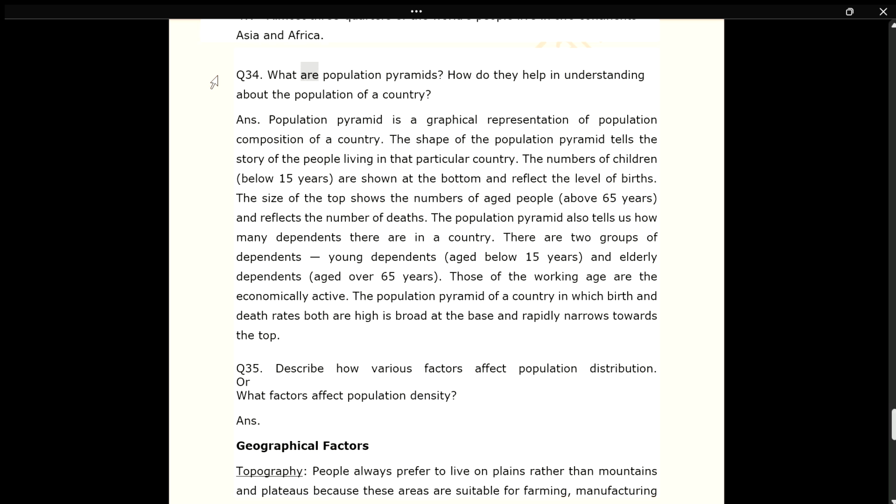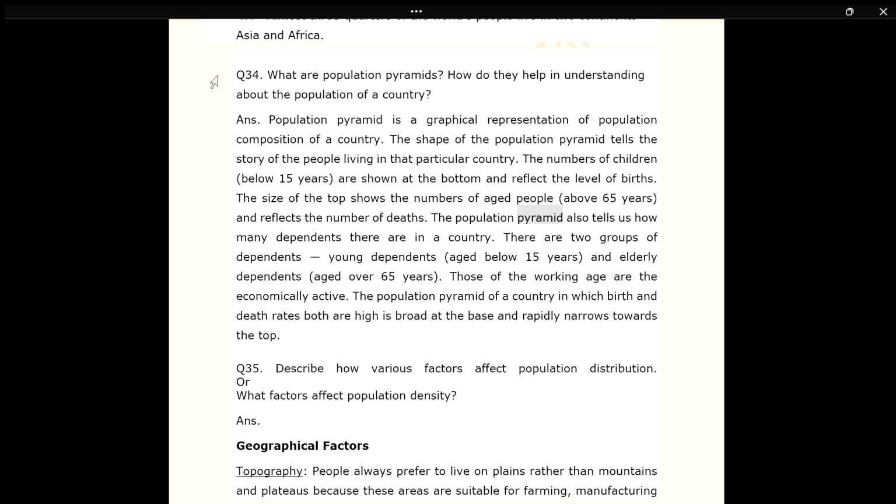Q34. What are population pyramids? How do they help in understanding the population of a country? Ans. Population pyramid is a graphical representation of population composition of a country. The shape of the population pyramid tells the story of the people living in that particular country. The numbers of children, below 15 years, are shown at the bottom and reflect the level of births. The size of the top shows the numbers of aged people, above 65 years, and reflects the number of deaths.